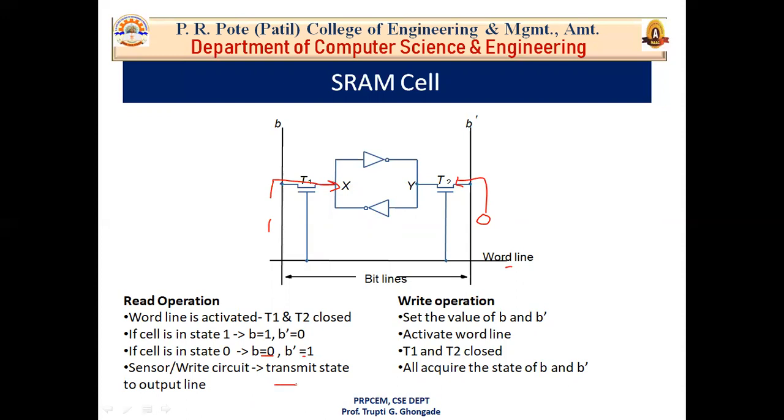For the write operation, we set the values of B and B dash. Whatever value is there on the bus is given to the B and B dash bit lines. Then the word line will be activated, and T1 and T2 are closed, that means these transistors are on. Then the cell acquires the state of B and B dash. That means these transistors transfer this value from the bit line to the X position and Y position.